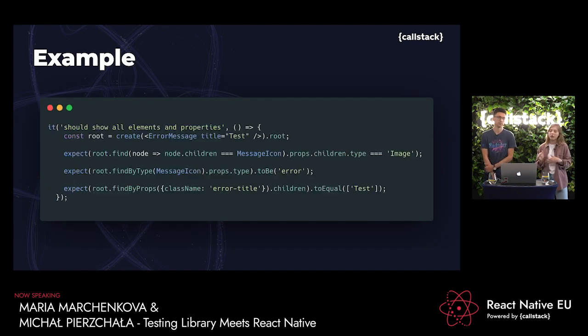Here we're using the package APIs to test component properties. And instead of creating JSON, we're using the root of the element. I will quickly go through those three queries. In the first one, we use the find query to get the message icon component and check if it contains an image element. The next query is a more specific version of find. We are looking for a component by its type, in our case message icon. And in the last one, we are looking at the class name property to check whether it shows the correct title.